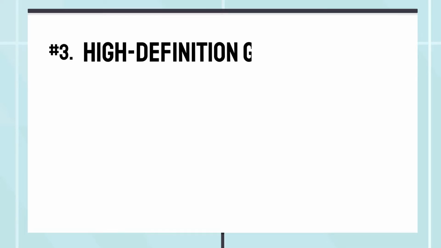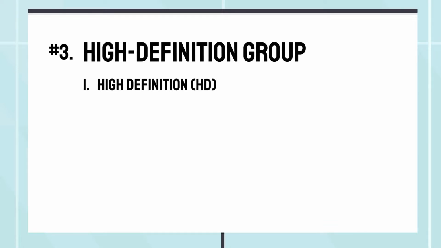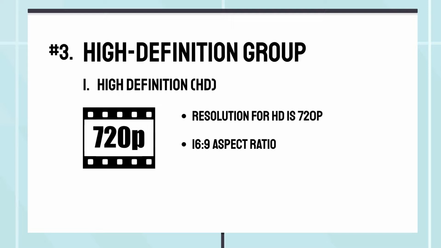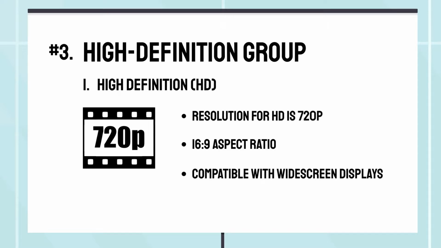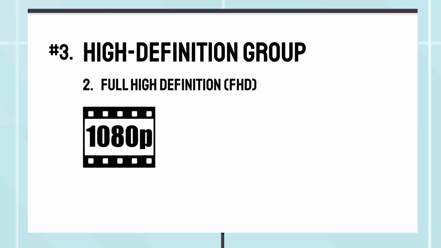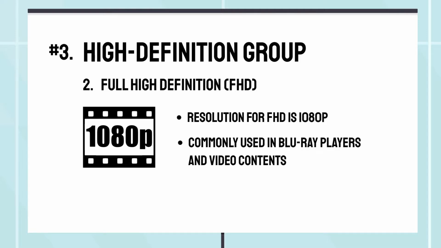Third, the high definitions. First, the high definition itself, or the 720p, has 1280 pixels horizontally, and 720 pixels vertically. It has a 16:9 aspect ratio, and is compatible with widescreen displays. Second, the Full HD, or 1080p. It has 1920 pixels horizontally, and 1080 pixels vertically. These resolutions are commonly used in Blu-ray players, and video content.